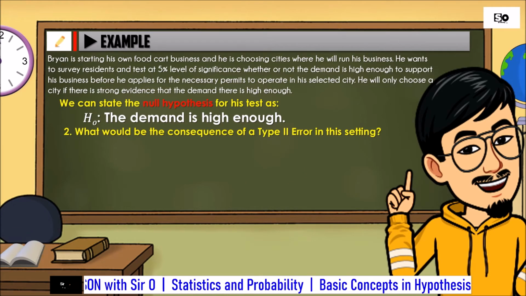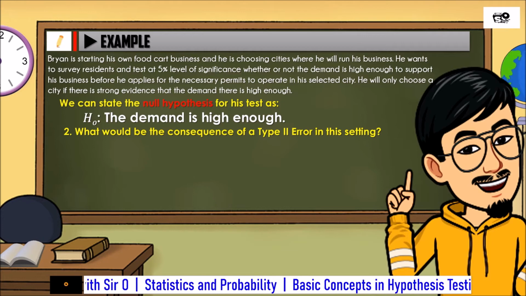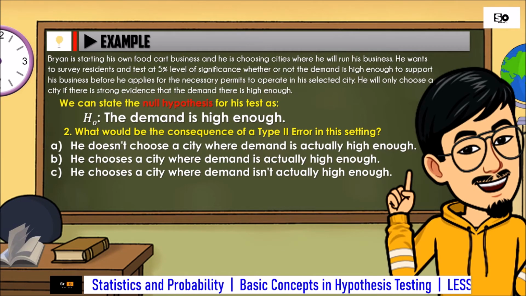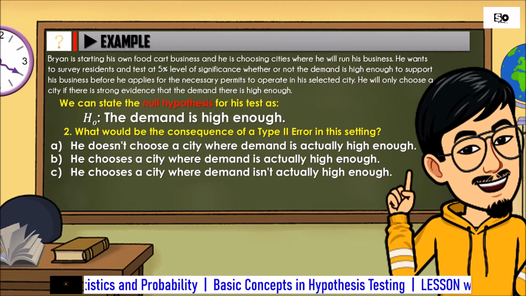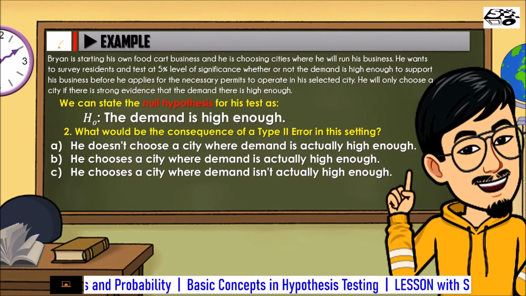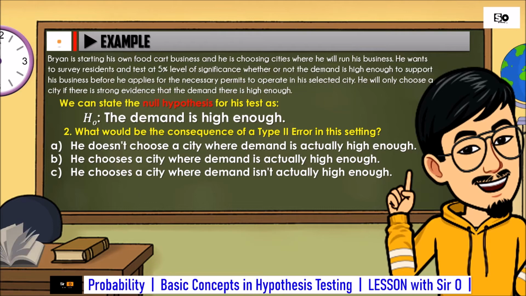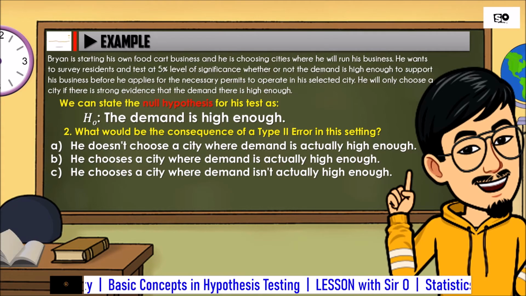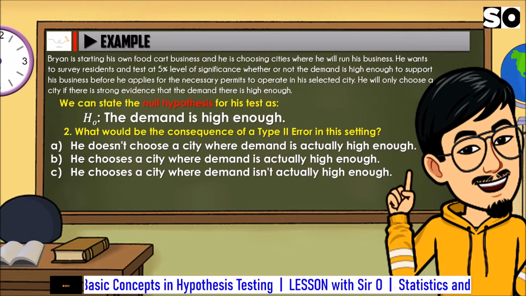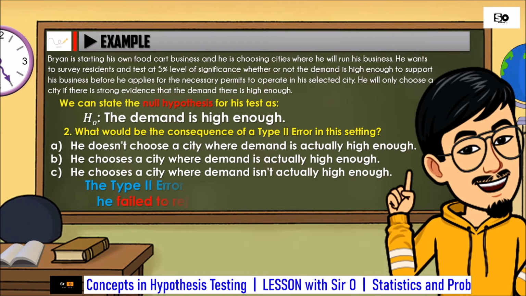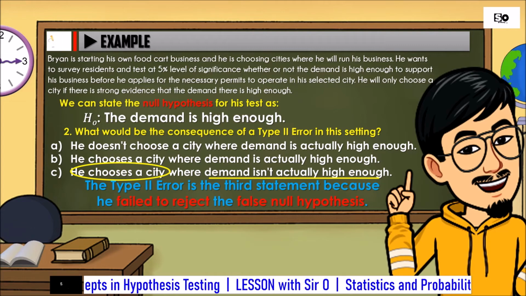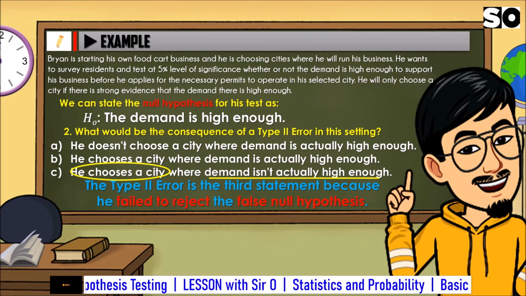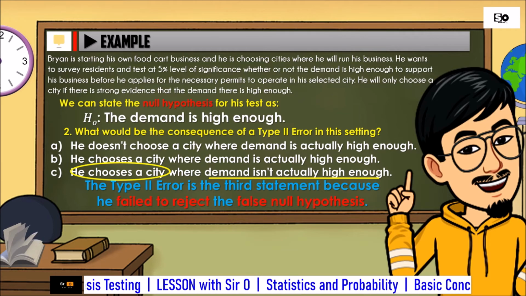Number 2. What would be the consequence of a type 2 error in this setting? Letter A. He doesn't choose a city where demand is actually high enough. Letter B. He chooses a city where demand is actually high enough. And letter C. He chooses a city where demand isn't actually high enough. The type 2 error is the third statement because he failed to reject the false null hypothesis.